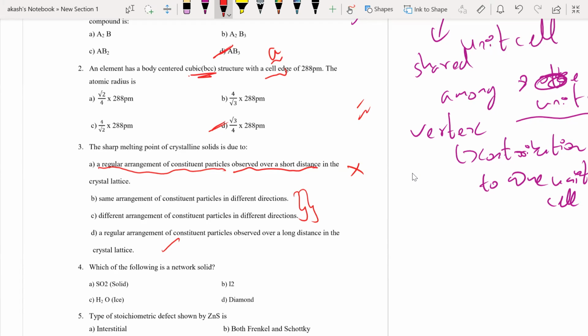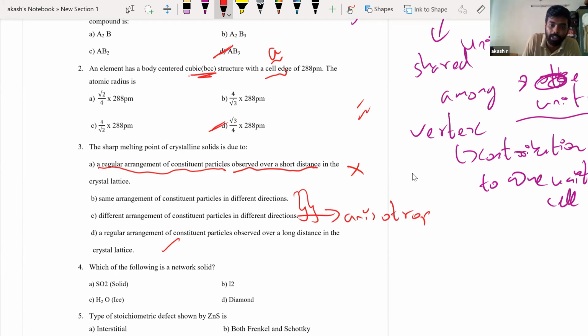C is correct, sir, because crystalline solids are anisotropic. Exactly. This is what is meant by anisotropy. Different arrangement of constituent particles in different directions. Right? If you measure, say, refractive index in one direction, say direction A, and you measure the same refractive index in direction B, you might end up with 2 different values. That is what is called anisotropy, but that is not the answer to this question. Now, why is it that they have a sharp melting point?